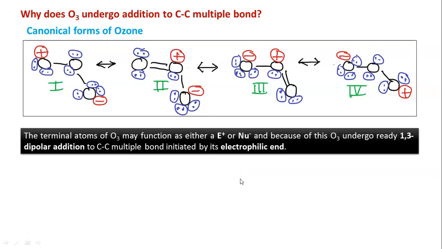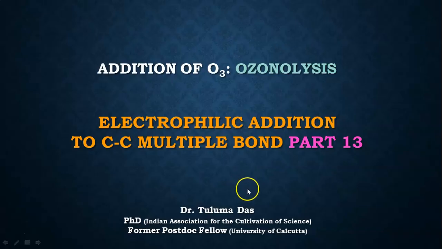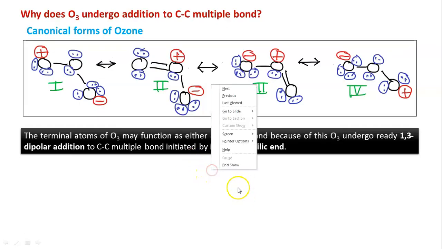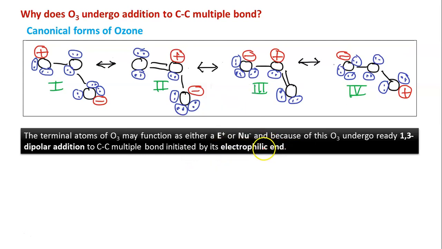Hello everyone. So this is part 13 of electrophilic addition to CC multiple bond, and today's topic is addition of O3, that is ozone, and the reaction is ozonolysis. So first of all we have to know why does O3 undergo addition to CC multiple bond. Fine. So there must be some electrophilic site.